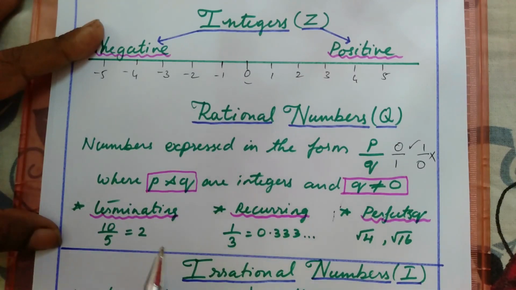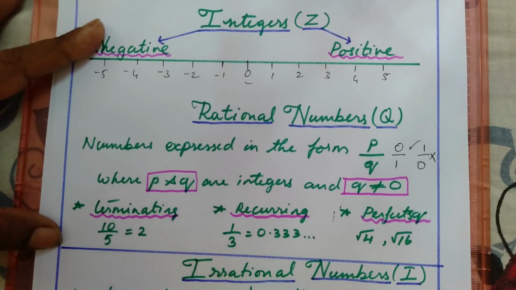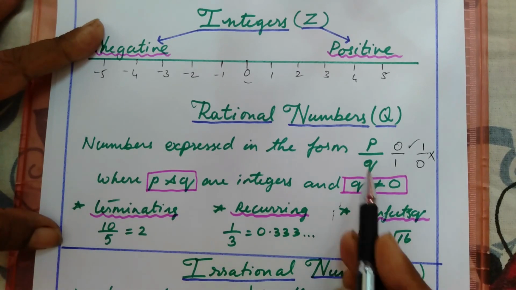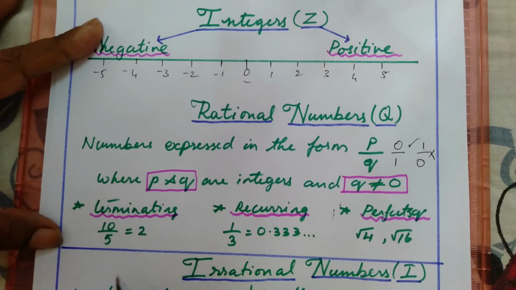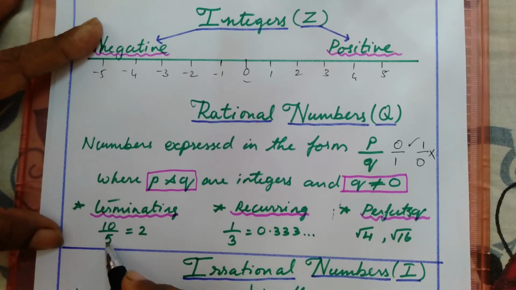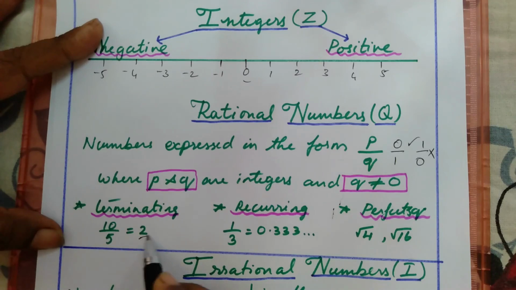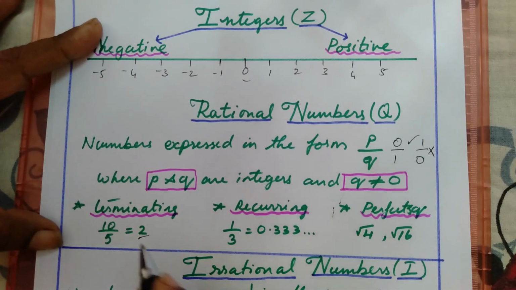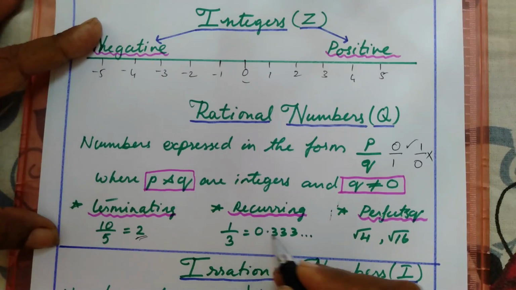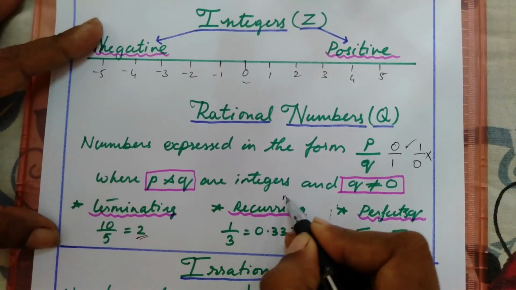Now the characteristics of rational numbers are, rational numbers will be terminating. Now if it is expressed in the form of P by Q, here I have an example, 10 by 5. Now you can divide 10 by 5, you get an answer 2. So this is fully divisible by this number. So when you don't get a remainder and it is fully divisible, then those numbers are called terminating numbers. Okay. The next one is recurring numbers.